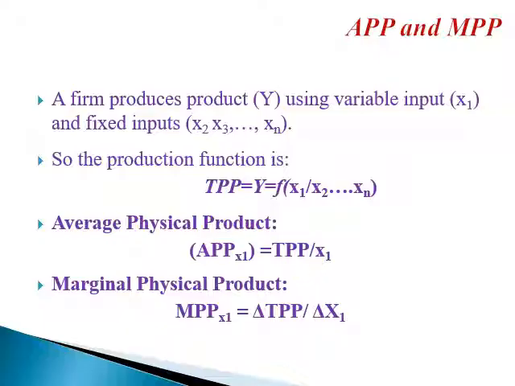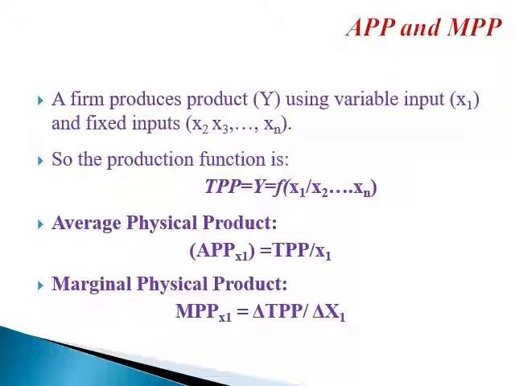Here APP, as I told you before and as I showed you in class, shows the average contribution of a single unit of the variable input to the production process: how much a single unit of the variable input contributes in terms of production. The unit of measurement used for the average physical product of x1 must be the unit of measurement used in measuring output. I showed you that in class. For example, if TPP is measured in tons and x1 is measured in kilograms, then APP of x1 must be in tons per kilogram.